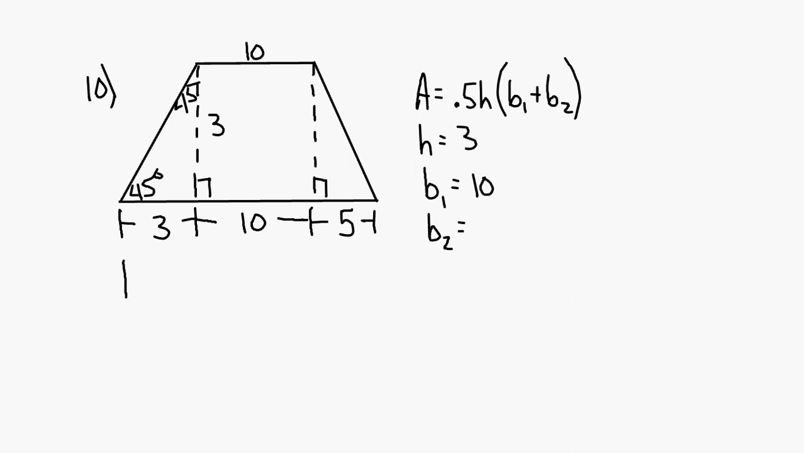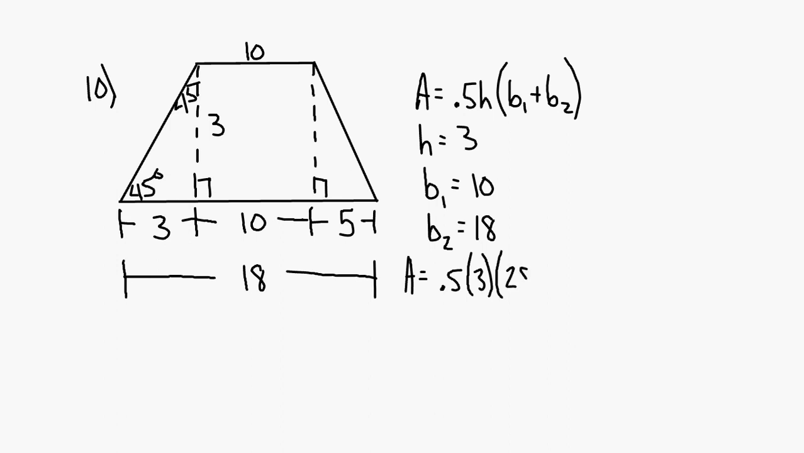So that gives you a base 2. This whole number down here is 10, 5, and 3. So this whole bottom is 18. So your base 2 is 18. So now the area of the shape is going to be equal to 0.5 times the height, which is 3, times base 1 plus base 2, which is 28. So your area is going to be equal to 0.5 times 3 times 28. It's 42.